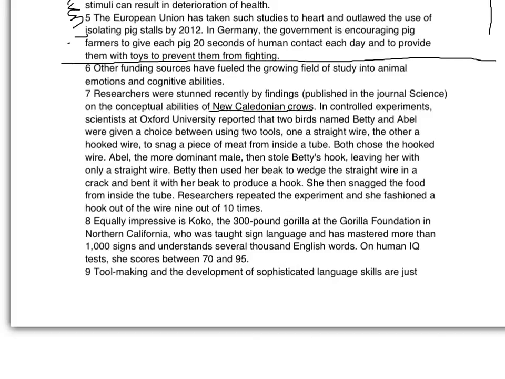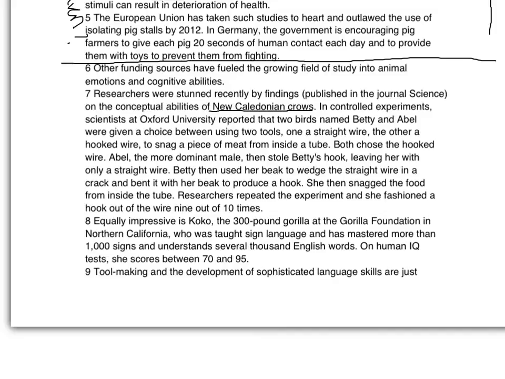In controlled experiments, scientists at Oxford University reported that two birds named Betty and Abel were given a choice between using two tools, one a straight wire, the other a hooked wire, to snag a piece of meat from inside a tube. Both chose the hooked wire.